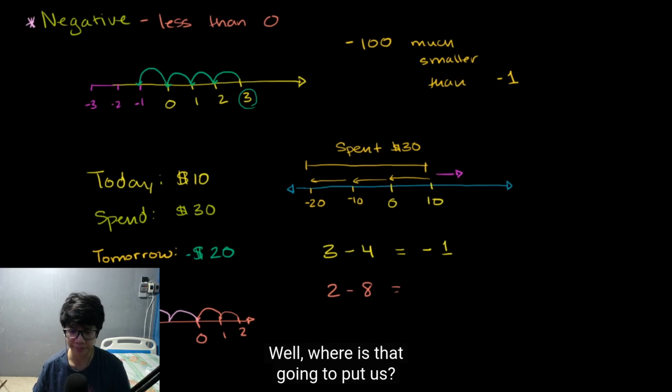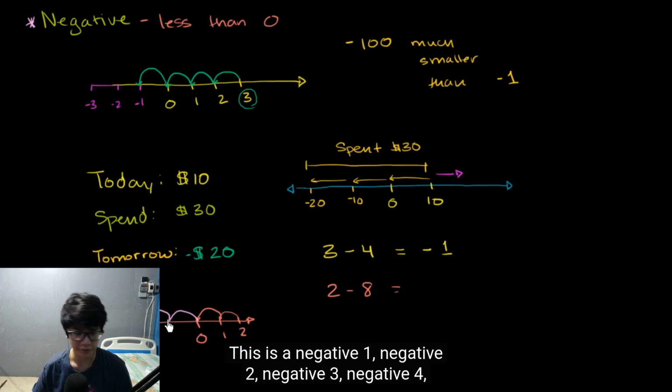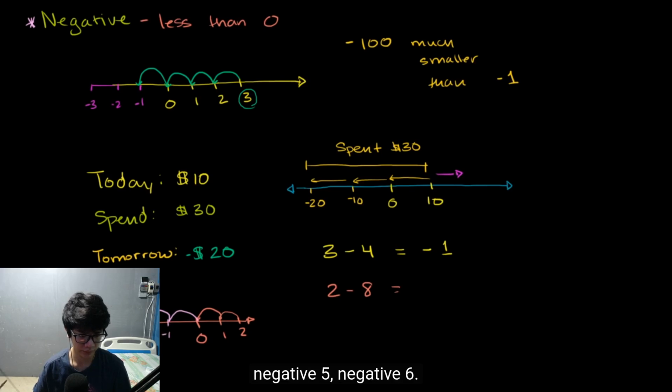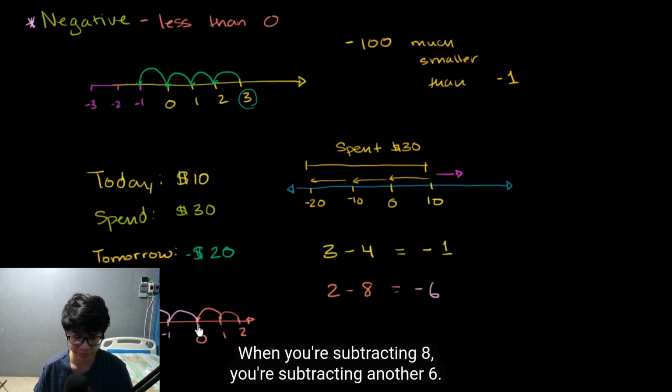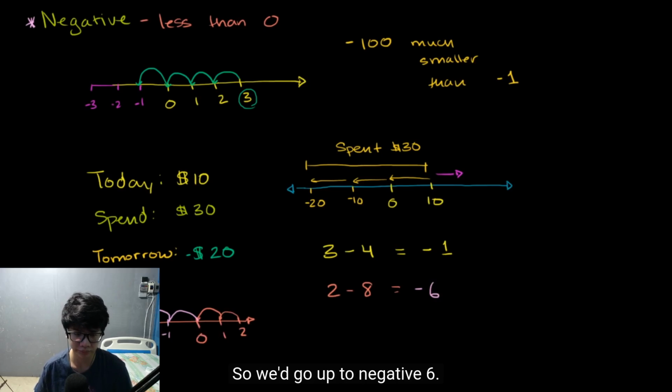Well, where is that going to put us? Well, we were at 0. This is negative 1, negative 2, negative 3, negative 4, negative 5, negative 6. So 2 minus 8 is negative 6. Cool. 2 minus 2 would be 0. When you're subtracting 8, you're subtracting another 6. So we go to negative 6. We go 6 below 0.